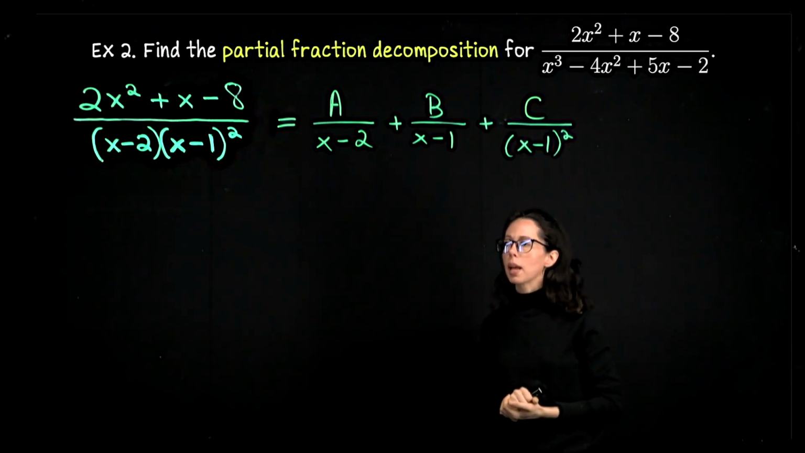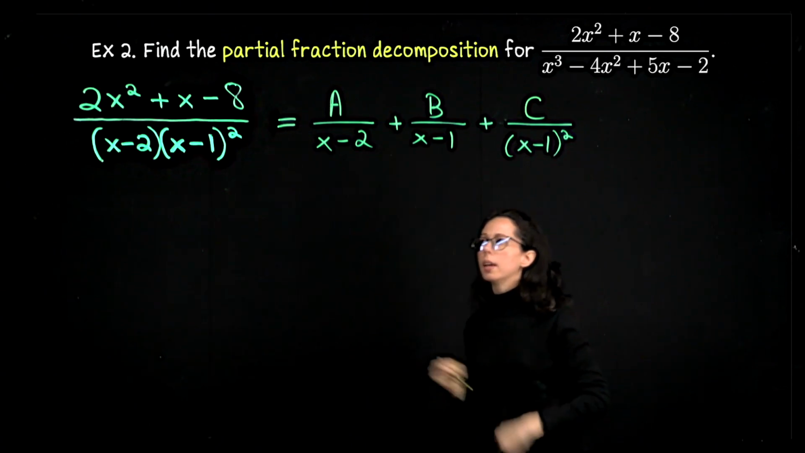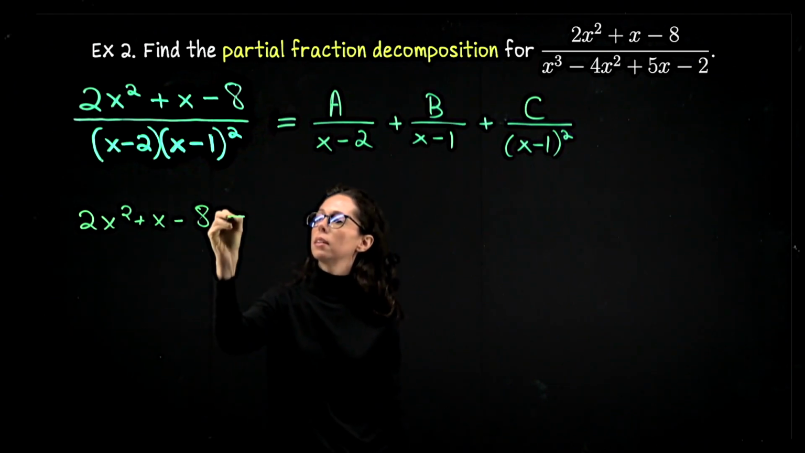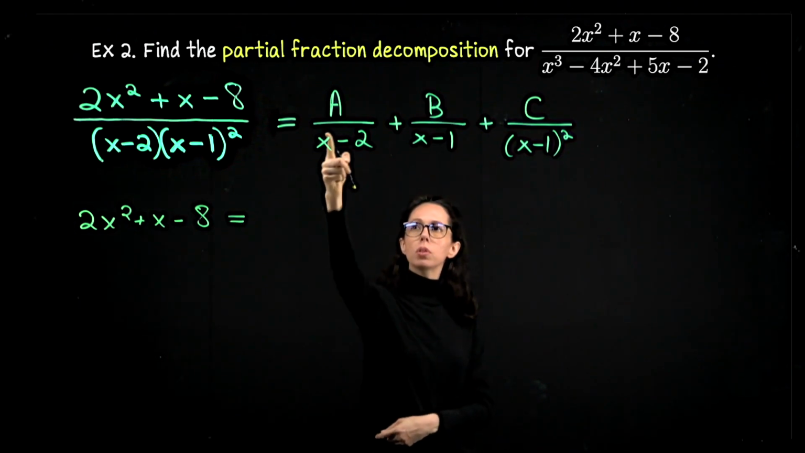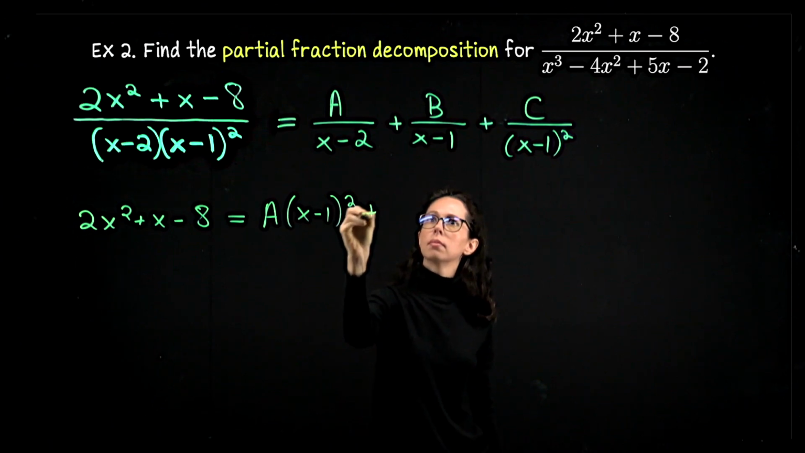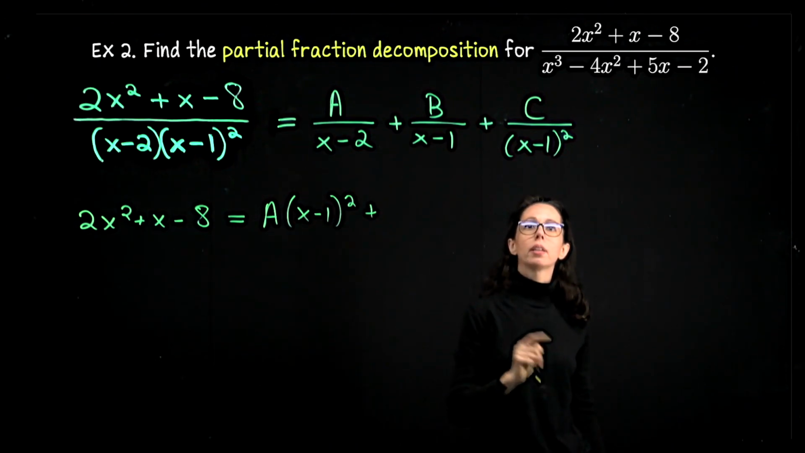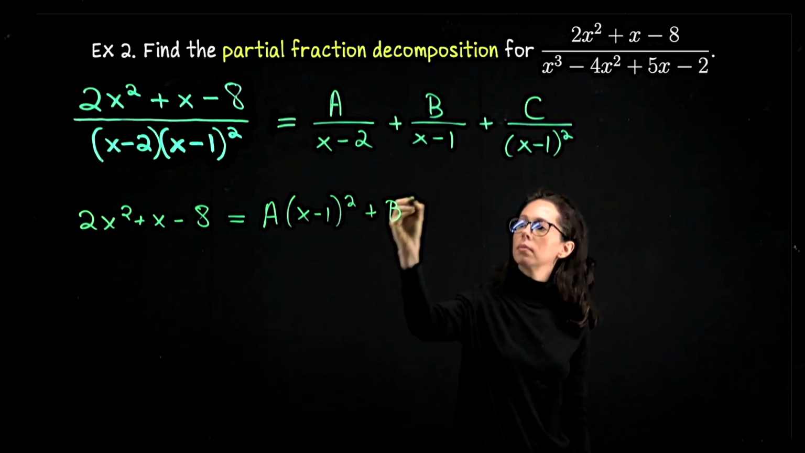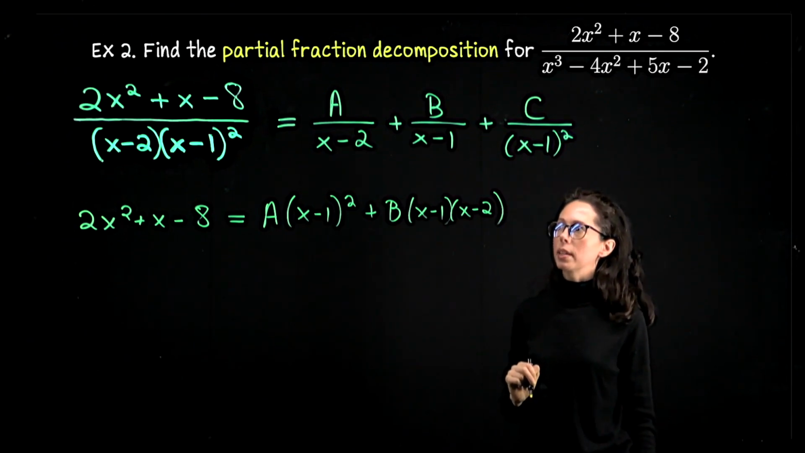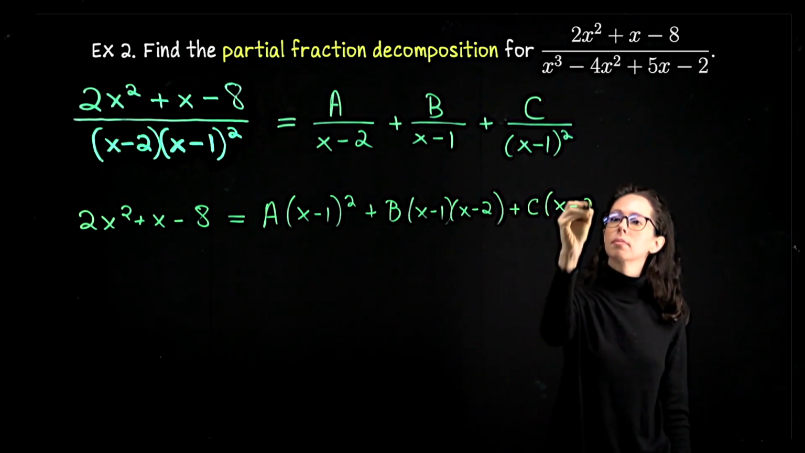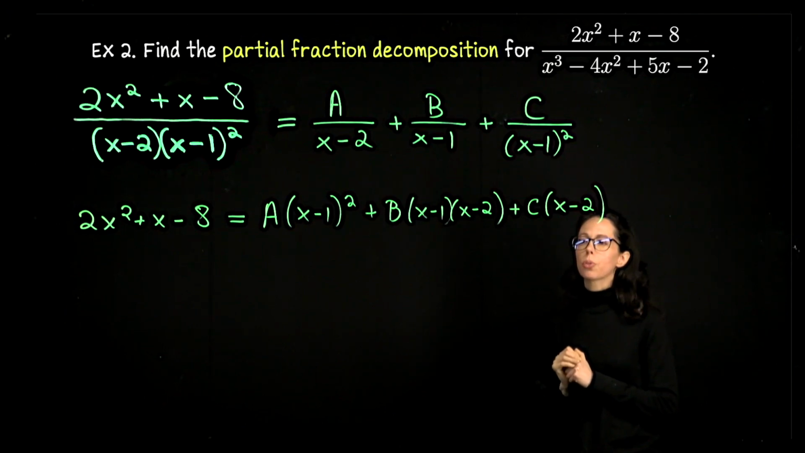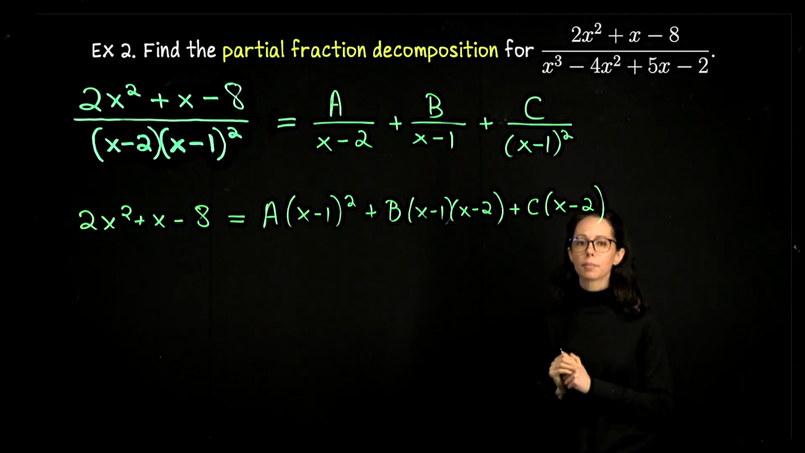We just imagine cross multiplying or multiplying both sides of this equation by that common denominator. That's going to leave us on the left with 2x squared plus x minus 8. And on the right, we need to multiply a by x minus 1 squared. We only need to multiply b by x minus 1 once, and then also by x minus 2. And then c only needs to be multiplied by x minus 2, like that. Let me pause here and let you get to 3 equations for 3 unknowns, and then we'll finish the problem together.